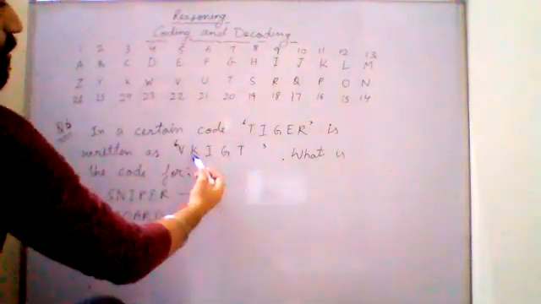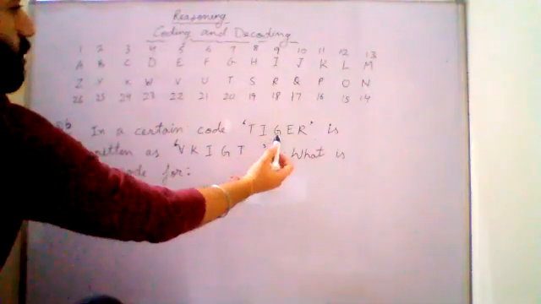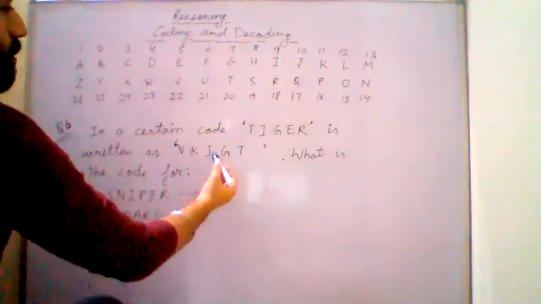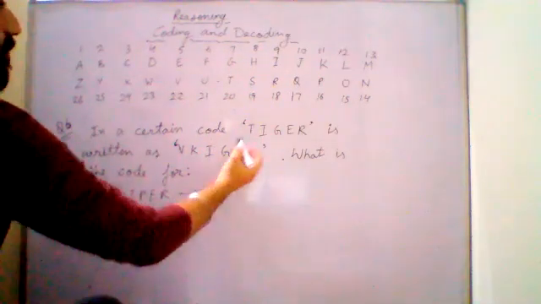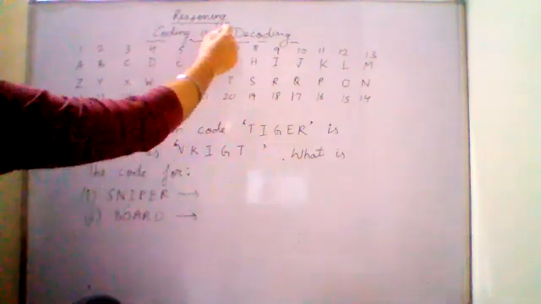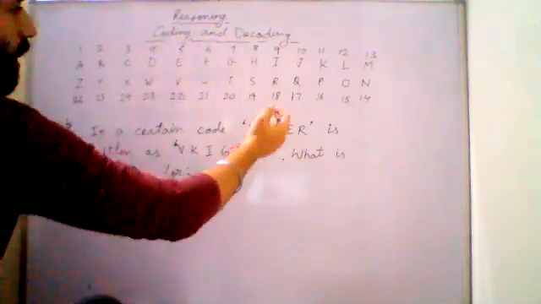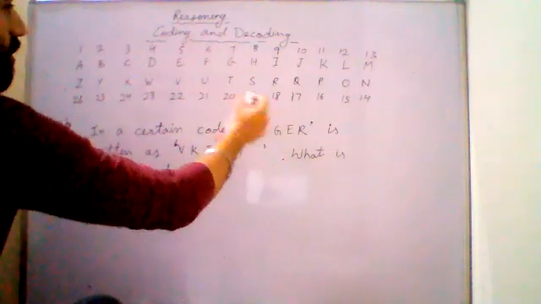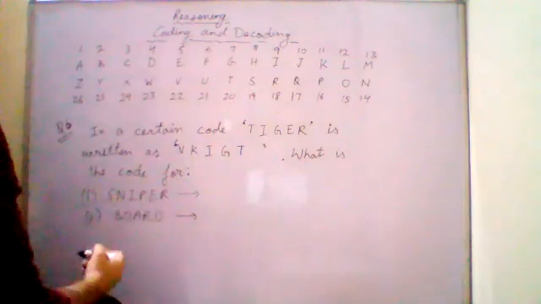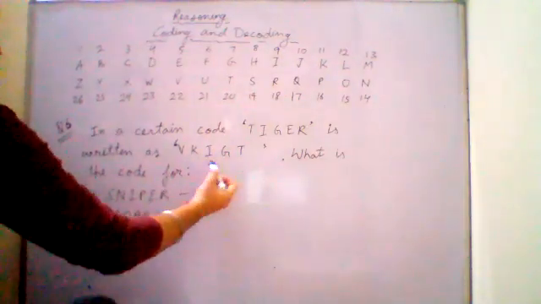Okay, so K is the code for I. So G, now G, you skip a letter, you will get I. So in place of G, we have written I. And then E, for E again skip a letter, you will get G. And finally for R के बाद you skip one letter, you will get T. So this is the code for tiger, VKIGT.